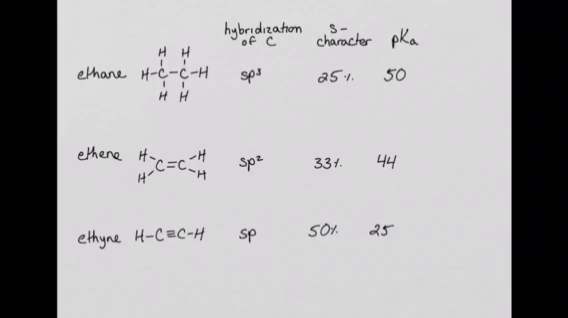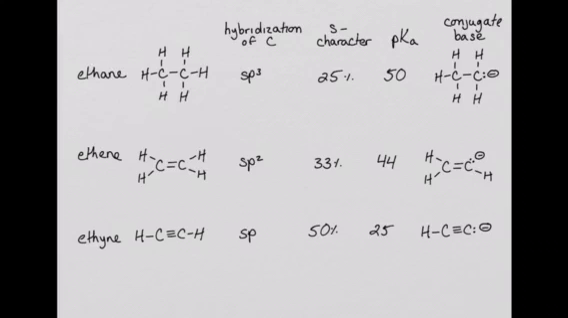Another way to think about this is to look at the strength of the conjugate bases. The conjugate bases of each of these acids is shown. As we increase the s character and the carbon becomes more electronegative, it's better able to stabilize the charge. Therefore, the conjugate base of ethyne is going to be the weakest base, meaning that ethyne is going to be the strongest acid. Terminal alkynes are stronger acids than any other hydrocarbon, but they're still very weak.